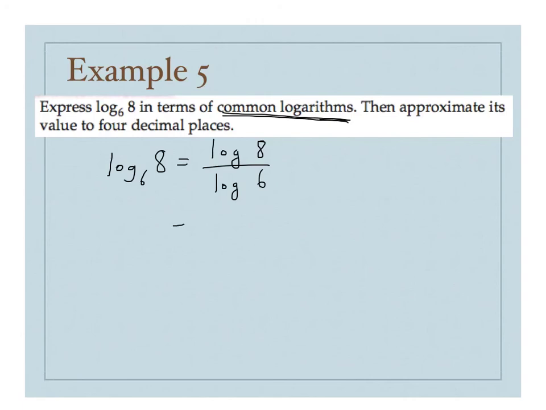Okay, and then you put this into your calculator, and if you do this on your calculator you should get 1.1606 rounded to 4 decimal places.